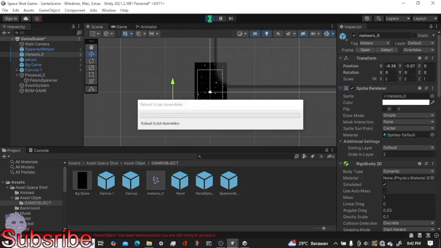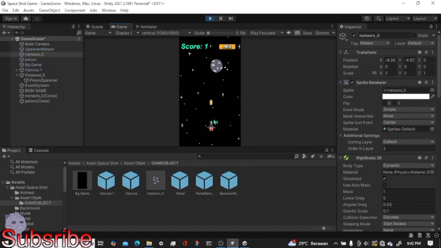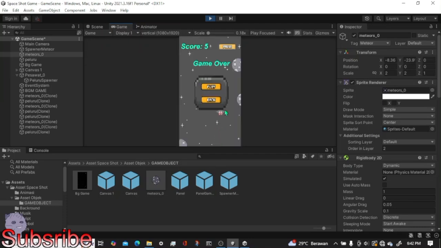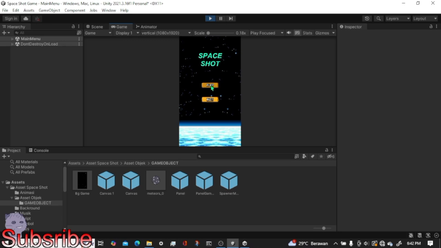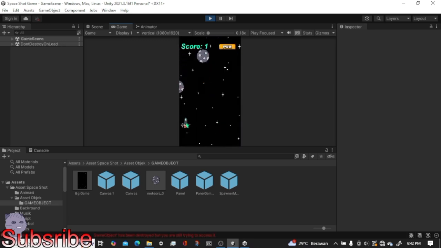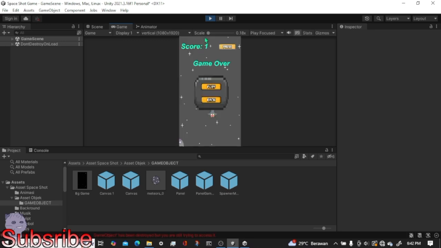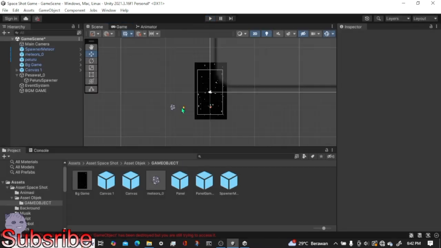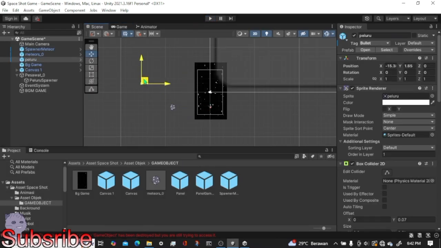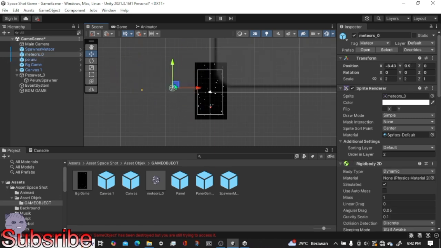Now I put the meteor inside the bullets. Alright. Nice. The bullet is normal again. Now the game over is working. Alright, what, the bullet is not showing up again? We'll adjust the meteor position and the bullet position until the meteor is in the correct position.